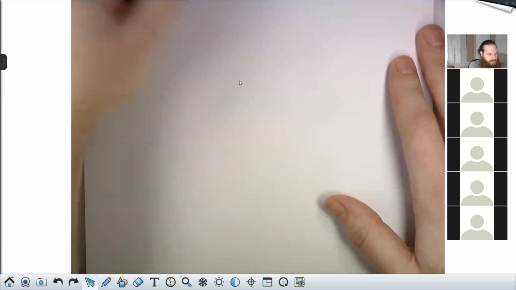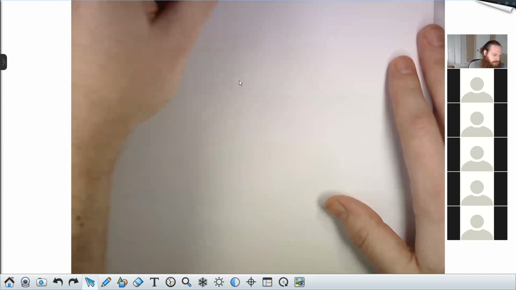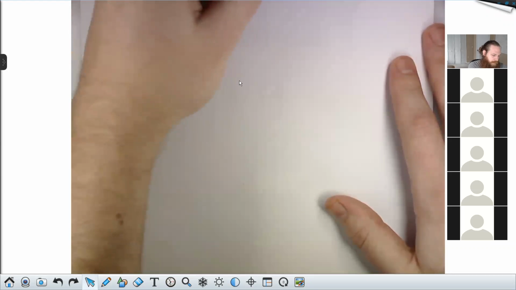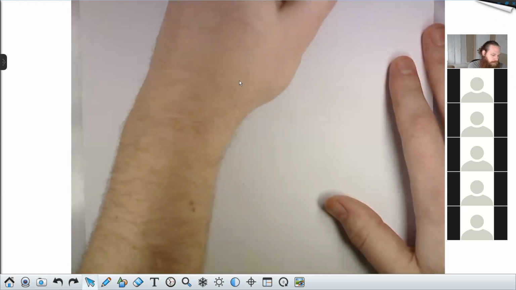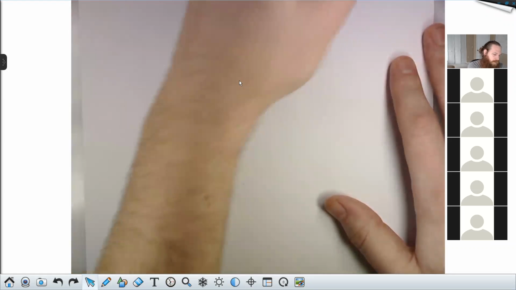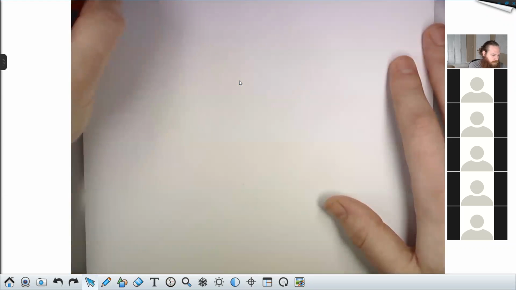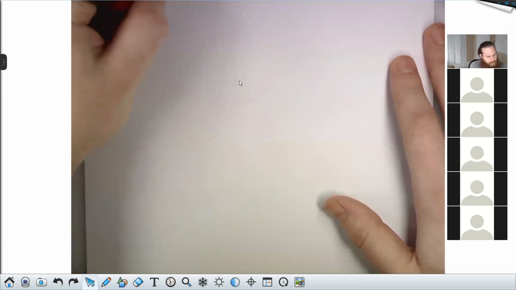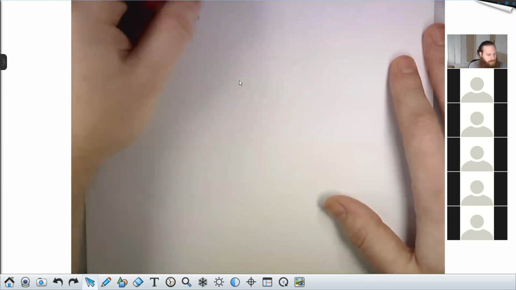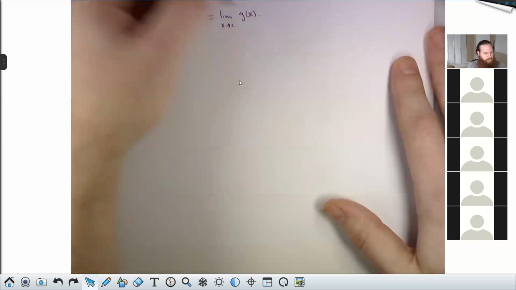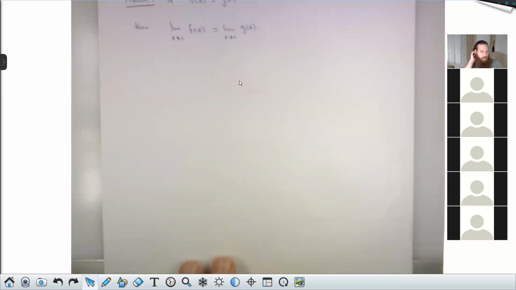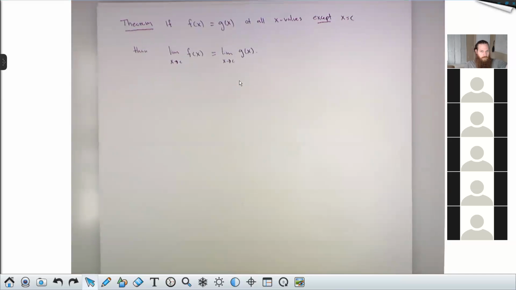If f of x is equal to some other function g of x at all x values except x equals c, then the limit as x approaches c of f of x is the same as the limit as x approaches c of g of x. Oh, sorry, you couldn't see that top part, could you? There we go.